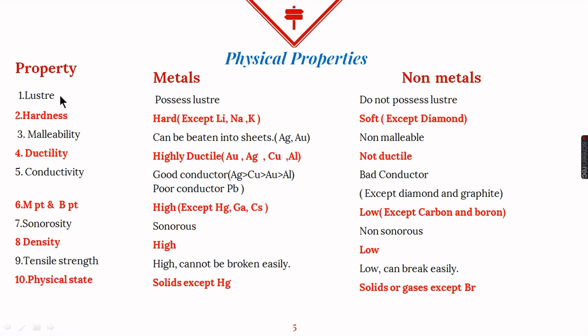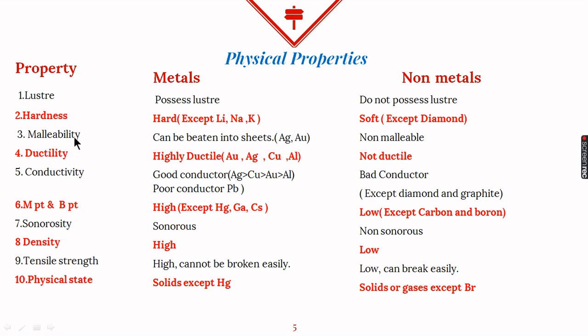First is lustre. All metals have a shiny surface or shiny appearance. That means they possess lustre. Non-metals do not possess lustre, but there is one exception, iodine, which has a shiny surface. All metals are hard except lithium, sodium, potassium, which are so soft that we can easily cut them with a knife. Non-metals are soft. Again, there is one exception. Diamond is the hardest known element.